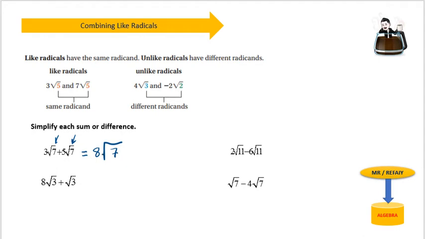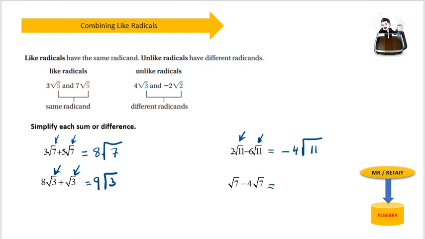Also here, look, root 11 and root 11, so they are like terms. 2 minus 6 is negative 4 root 11. Also here, same radical, root 3 and root 3, just add. So 8 plus nothing here? No, here there is 1. So 8 plus 1 is 9 root 3.